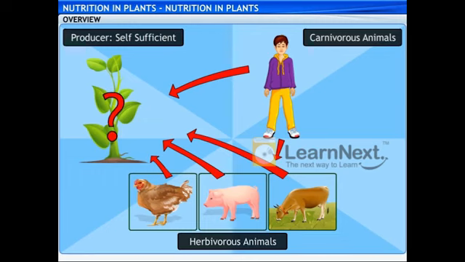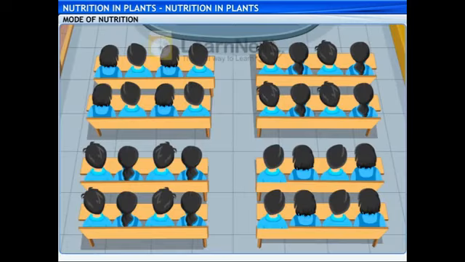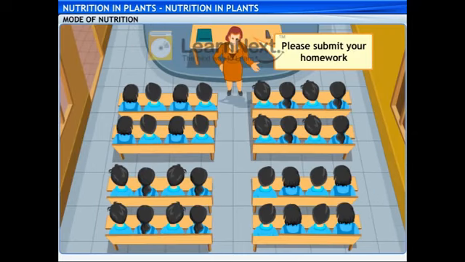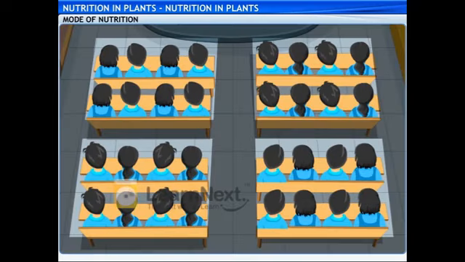But where do plants obtain their nutrients from? To understand the various modes by which plants obtain their nutrition better, let's first take a look at your classroom. I used to hate it when teachers would ask me to show my homework. For some reason, this activity used to divide our class into 4 distinct groups.